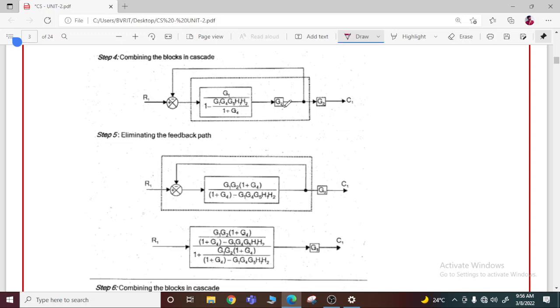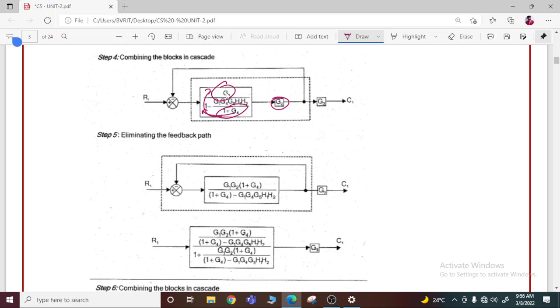And this is again cascaded with this block. So ultimately what will be happening here? G1 into G2 into this numerator term, and this denominator term will come to the numerator. So 1 plus G4 divided by, doing the LCM here, 1 plus G4 minus G1, G2, G5, H1, H2. So simple mathematics, nothing to worry.